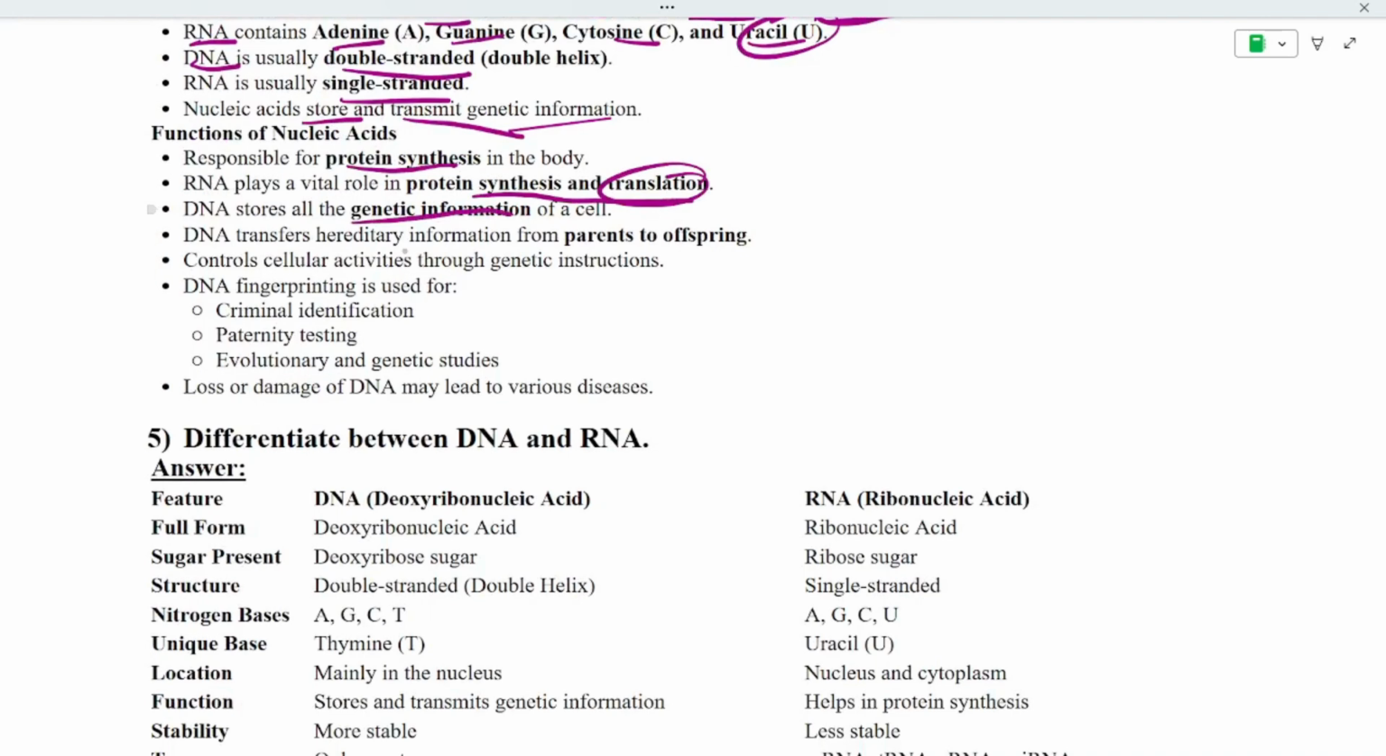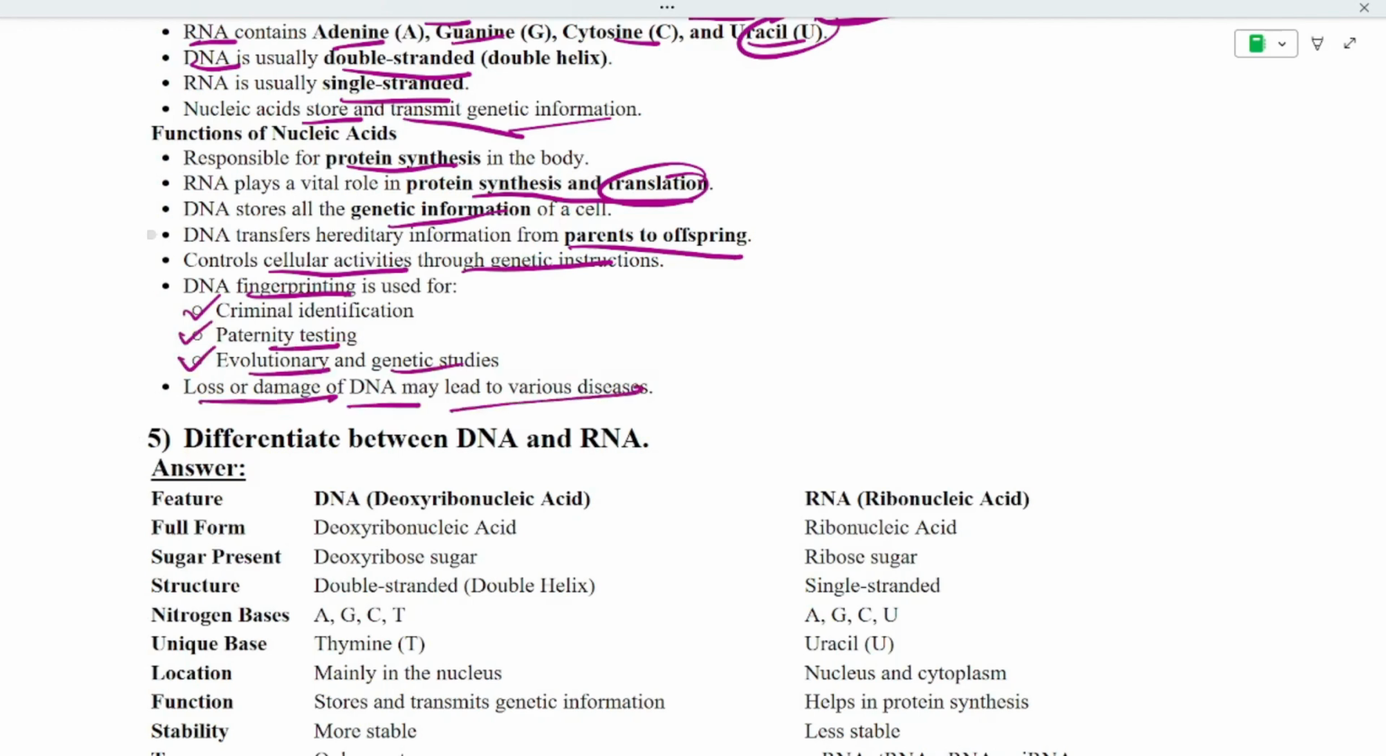DNA stores the genetic information of the cell. Next, from parent to offspring, it carries the hereditary information and controls the cellular activities through genetic instructions. DNA fingerprinting is used for criminal identification if some cases happen, and for paternity testing, and for evolution and genetic studies also they use this. Next, loss or damage of DNA may lead to various diseases.